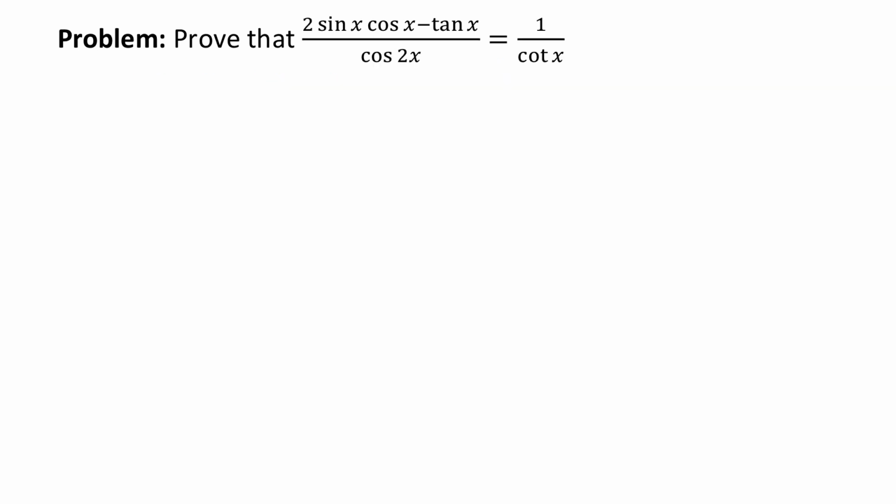All right, let's look at another one. 2 sine x cos x minus tan x over cos 2x equals 1 over cotan x. Well, go ahead and pause the video and give it a try. Okay, the 1 over cotan, I'm going to make that just into a tan, because 1 over cotan is the same as tan. And then I'll maybe make that a sine over cos.